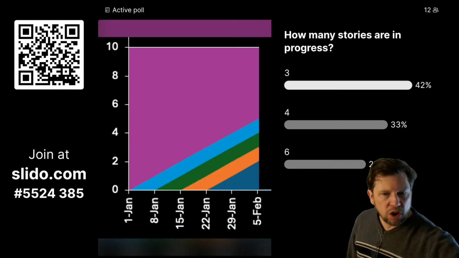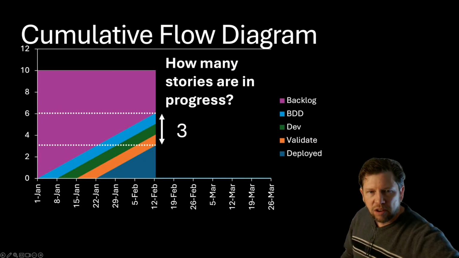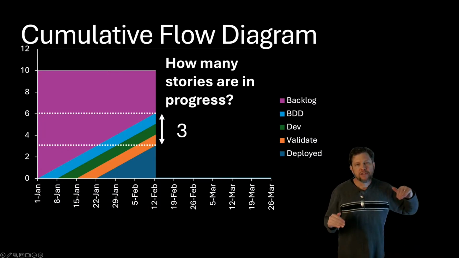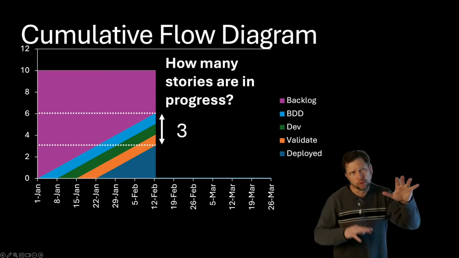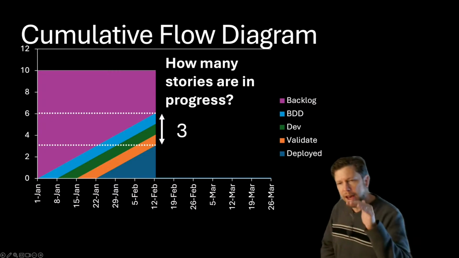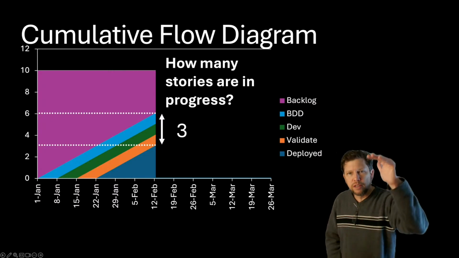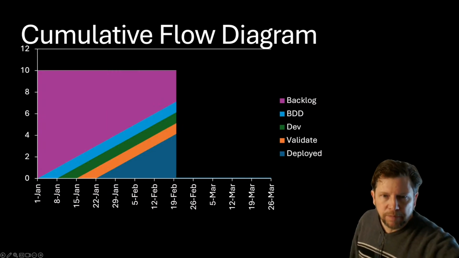Okay, yes, 3 stories are in progress because we've got right here, there's 3, right? We're about to finish story number 3, and have just pulled in story number, I think that will be 6. Can't remember if it's 6 or maybe it's 4 and 6. Anyway, there's 3 of them in progress. So we can look at the height of that, which means if the height starts growing, then we've got more work in progress. If it starts shrinking, then we've got less work in progress. And we'll look at some examples of that in a minute.